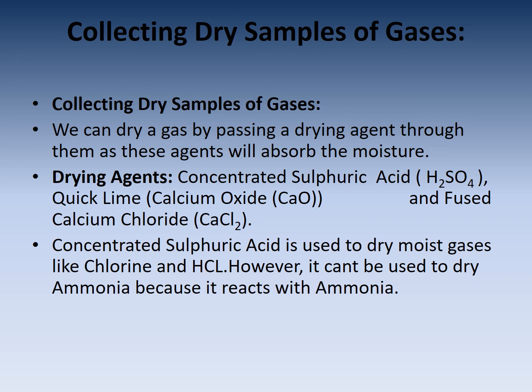Over here we know that concentrated sulfuric acid is a drying agent that absorbs moisture. So if any moist gas is present, we use drying agents to dry it. But in the case of sulfuric acid, we cannot use it to dry ammonia because ammonia is an alkaline gas and it will react with the sulfuric acid. So in order to dry ammonia, we cannot use concentrated sulfuric acid.